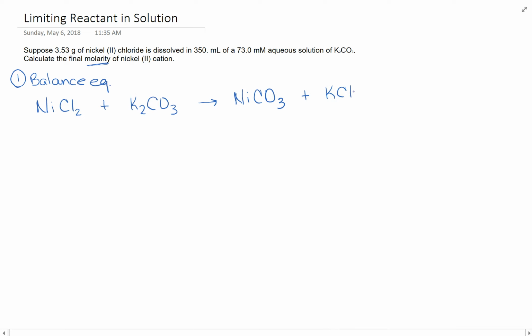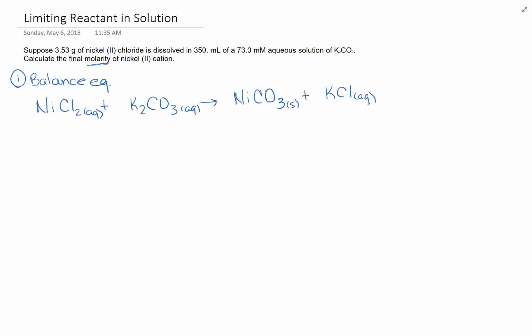Now, when I look at NiCl2, Cl, whenever it's attached to anything, is automatically aqueous. So that gets an aq. K, anything attached to it is always aqueous. Okay, this one right here, that's a carbonate. We look at that and it gets an s. Here we go, K, when it's attached to anything, is automatically aq. That looks kind of funky. So I've got that. Woohoo!